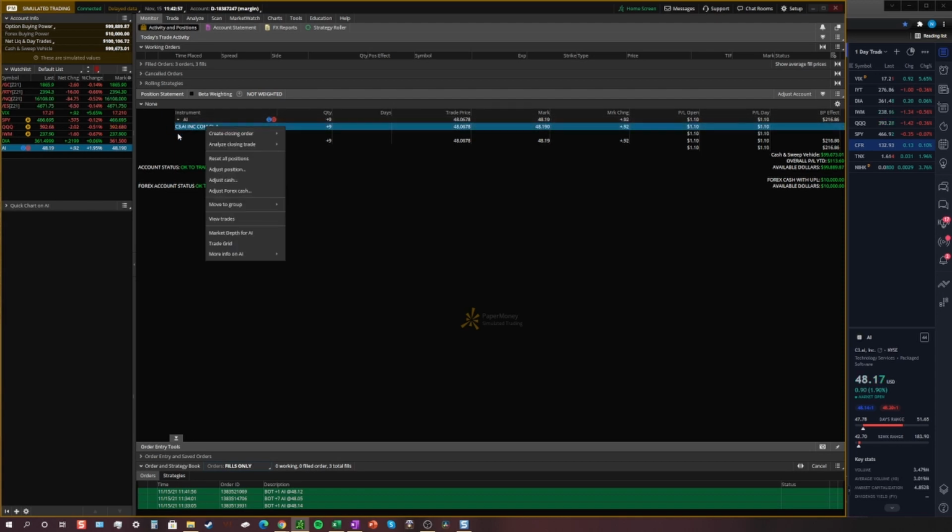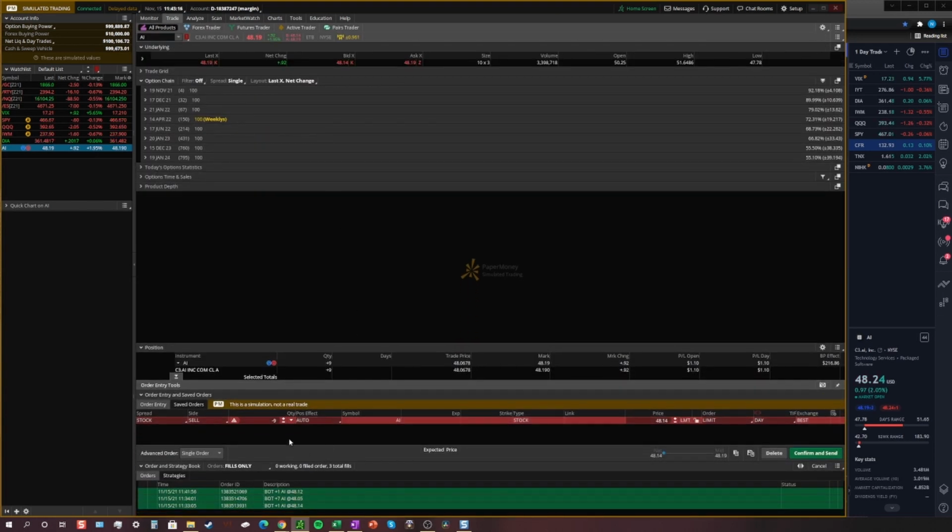Okay, so if you go to your monitor tab, find the position and right click on it, and then you can say create closing orders, and you can say sell, but I don't want to sell all that. I just want to sell one of those.